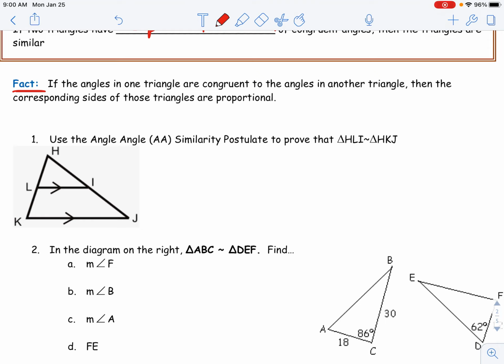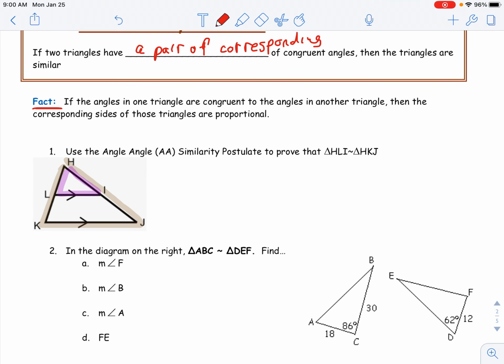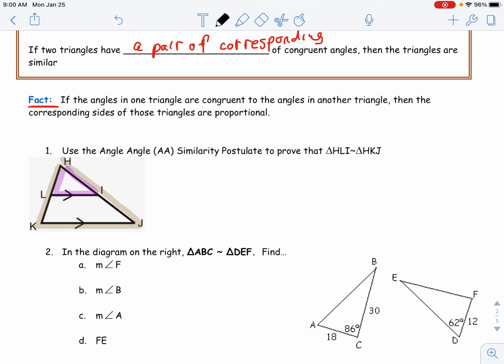All right. So we're going to use the angle similarity postulate to prove that triangle HLI is similar to triangle HKJ. So notice how we have this big brown triangle, and then this little purple triangle. Something to remember is that both of these triangles have an angle H. The purple triangle and the brown triangle both have an angle H due to the reflexive property. Wow, neat, cool.